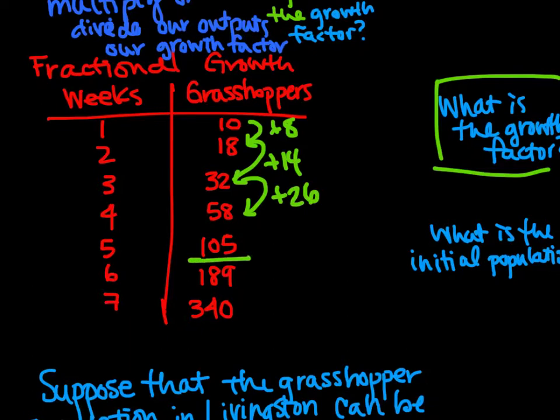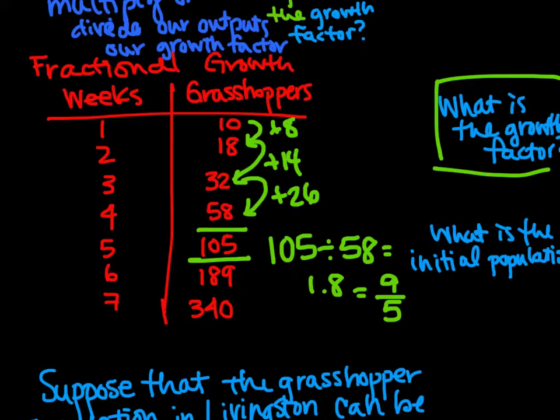I'm going to take 105 and 58, and I'm going to divide those two numbers to find my growth factor. If I divide 105 by 58, I get 1.8. To write that as a fraction, I could write it as 9/5. 1.8 equals 9/5. Let's see if that's the same for some other numbers.